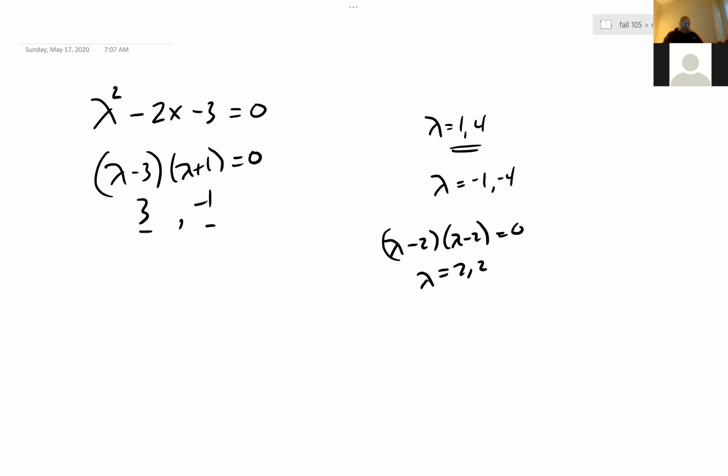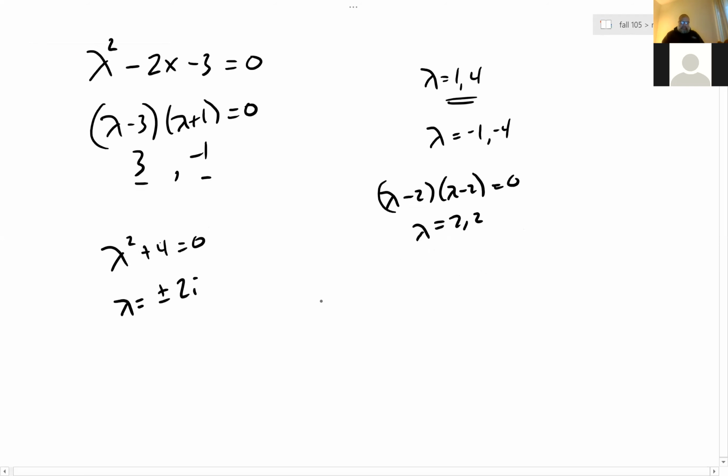And then someone might say, well, what if you had lambda squared plus 4 equals 0? Oh, plus and minus 2i. Can you have imaginary eigenvalues? Yes. Are they fun? No, they're not.